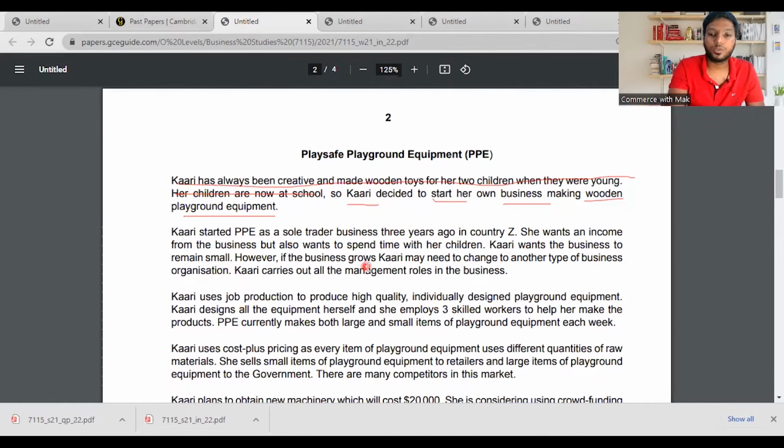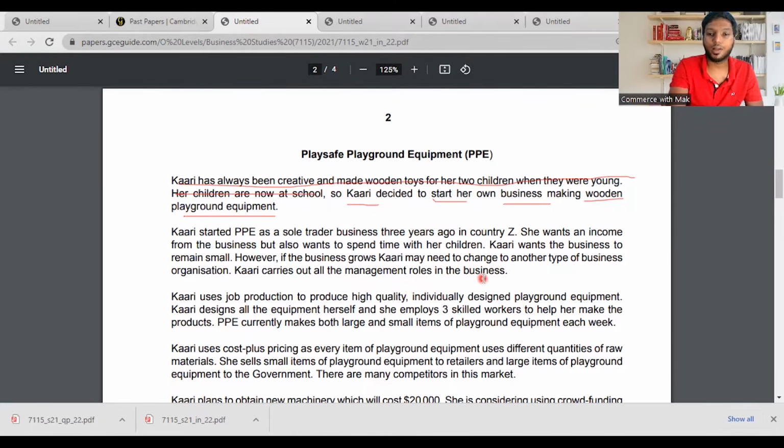However, if the business grows, Kari may need to change to another type of business organization. Either she should make it a partnership, or maybe a private limited company or a public limited company. So most probably it will be a partnership or a private limited company. Now you understand why I read those questions, because they ask about two types of business organization. So I'm underlining two types of business organization here, either partnership or private limited company.